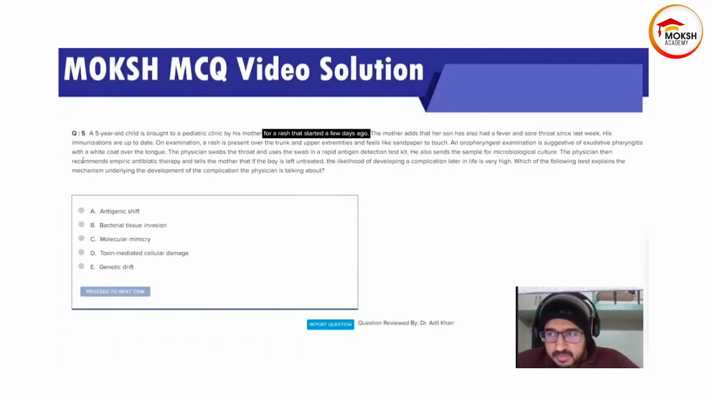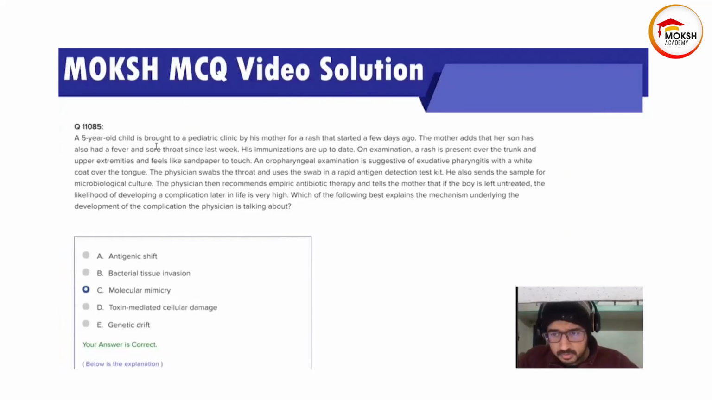Which of the following is the best explanation of the mechanism underlying the development of the complication the physician is talking about? Option A is antigenic shift, B is bacterial tissue invasion, C is molecular mimicry, D is toxin mediated cellular damage, and E is genetic drift. Five-year-old, very good, rheumatic fever.